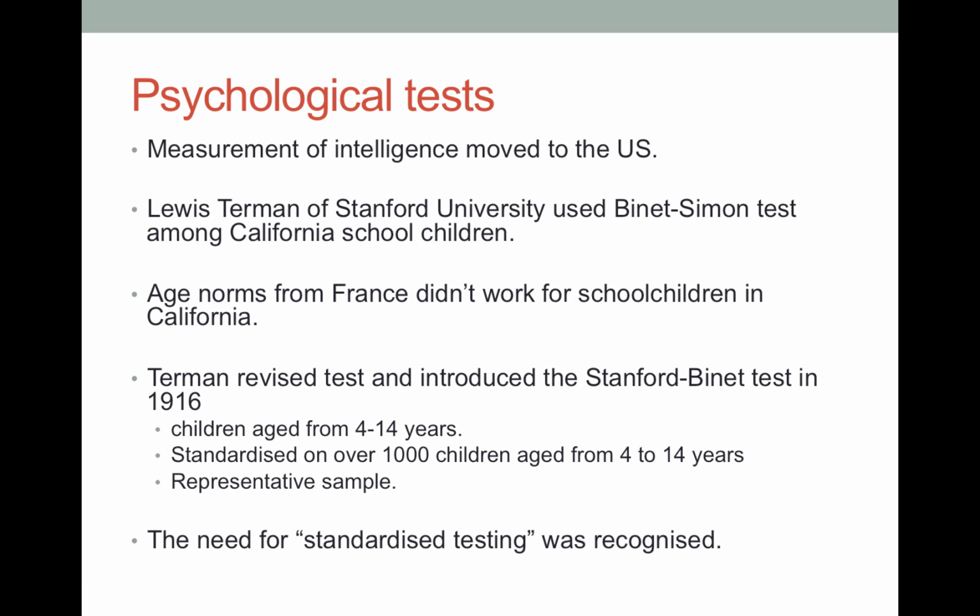The age norms that Binet and Simon had devised for children in France didn't work very well for the school children in California. Terman revised the test, and in 1916 introduced the Stanford-Binet test, which was applicable to use with children aged from 4 to 14 years. Terman went on to use the test with over 1,000 children aged from 4 to 14 years, which is much larger than the group that Binet used. Terman had a much more representative sample, and the need for standardised testing was recognised.